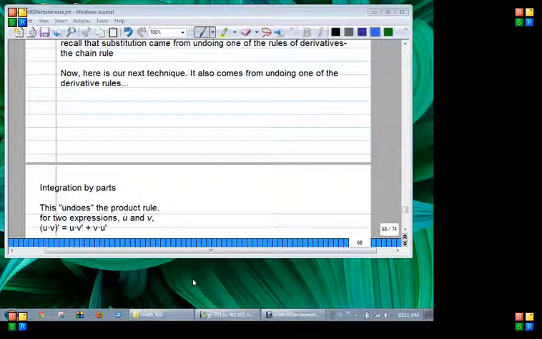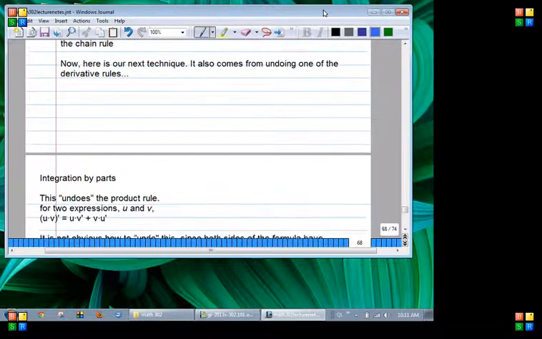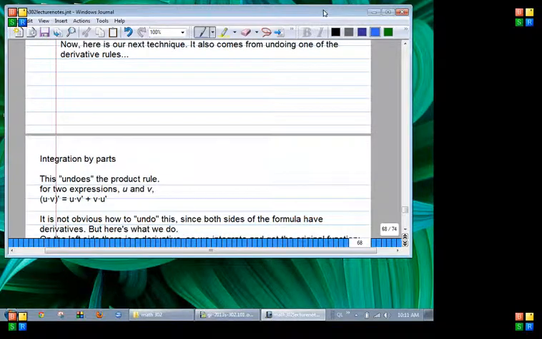Quick refresher: for two expressions, u and v, the derivative of u times v is u times v prime plus v times u prime. Okay? Well, it's not immediately obvious how to undo this, since both sides of the formula have a derivative, so it's not clear. So here's what we do.